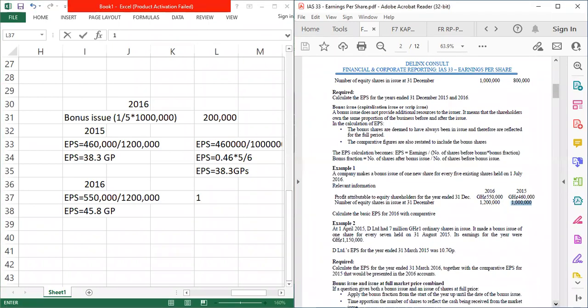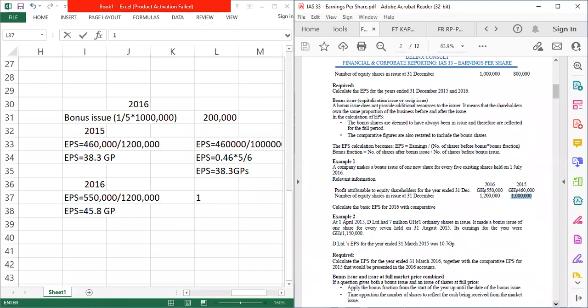The comparative that you're talking about is just telling you that, assuming the bonus issue was considered for 2015, what should have been the actual earnings per share? That is a comparative, so you now adjust it. You can see that they haven't given you the earnings for 2015, but they have given you the earnings per share, isn't it? Okay, let's look at example 2.